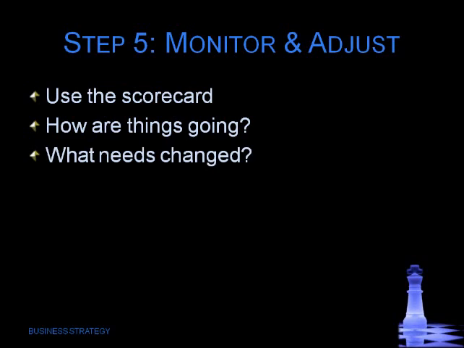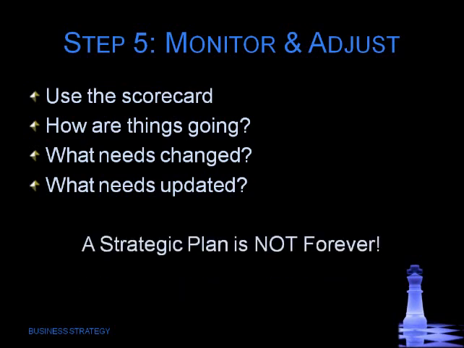What needs updating? Maybe the economy went on the fritz and we need to reduce our financial goals a little bit. Is that acceptable? Absolutely. A strategy plan isn't forever. A strategy plan is formally done every 3 to 5 years, but in between things happen, and so we need to be able to adjust the plan along the way. And that is the end of chapter 2.